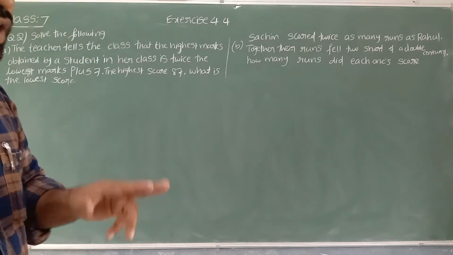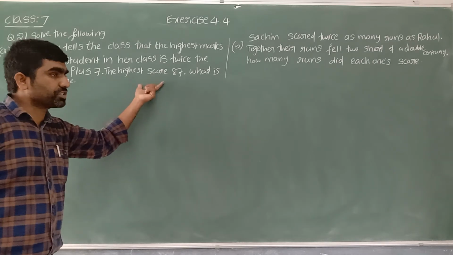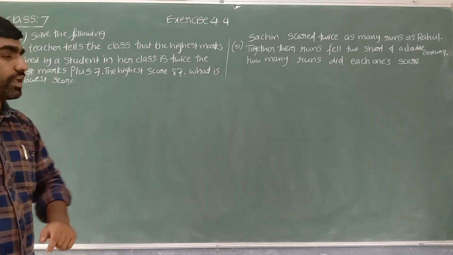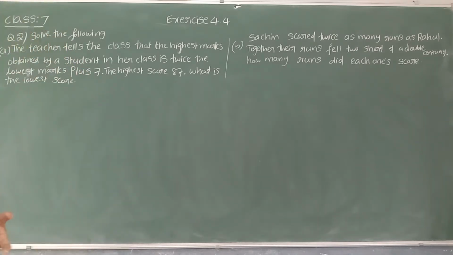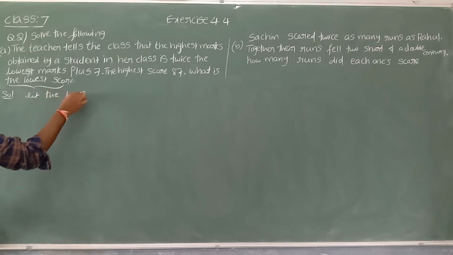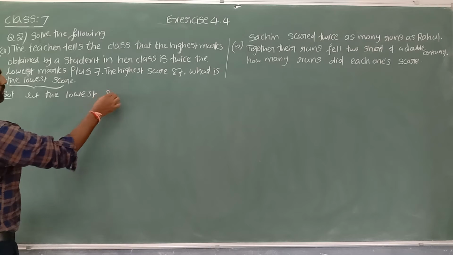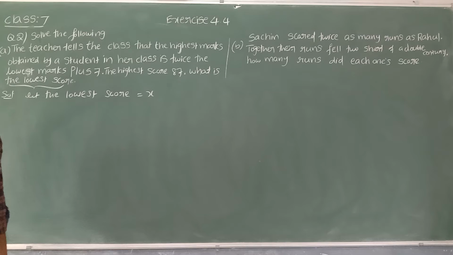The question is about only two characters, highest marks and lowest marks. In that, they already gave highest marks 87. The second character is the lowest mark, and this is the unknown value. This unknown value you can express by using a variable. Here the lowest score is the unknown value. So let us express that lowest score by using a variable. Let the lowest score be, we don't know what the lowest mark in our class is, let me take x marks.